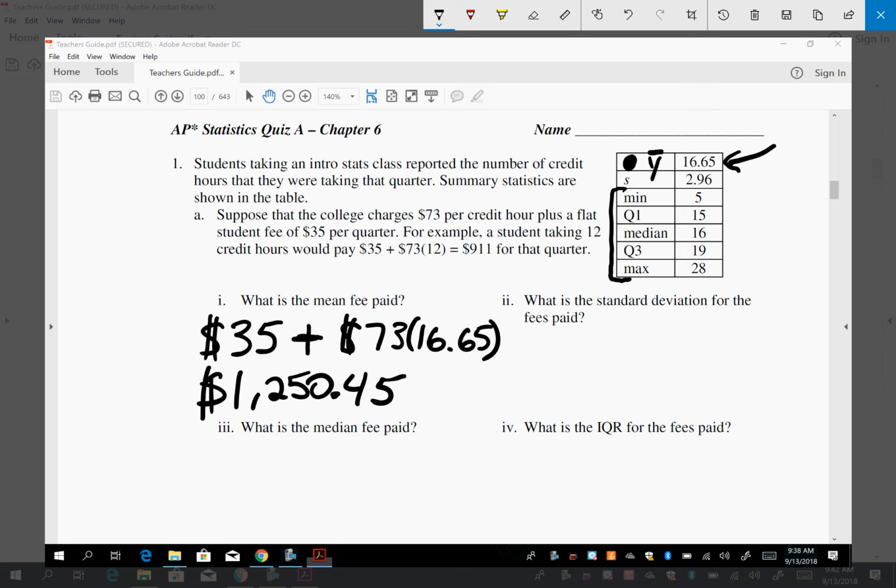Now, if you move to the right, where it says Roman numeral 2, what is the standard deviation for the fees paid? What do you think most students do when they move to the next question about standard deviation? They do the same thing, but instead of 16.65, they put in 2.96. Why would that be wrong? Because some of you are thinking, yeah, that makes sense.